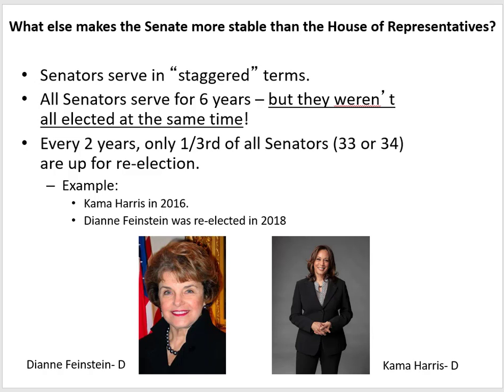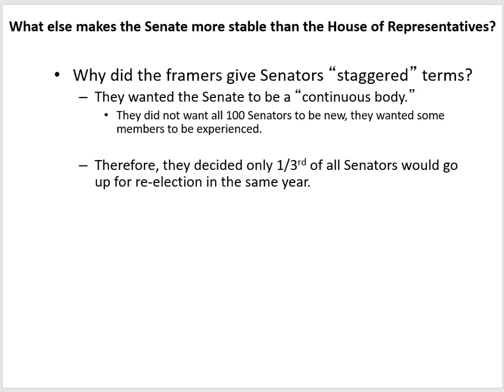Also, something to make note of is that previously, senators had been picked by the state legislature. That changed after 1912 with the 17th Amendment, and now senators are elected directly by the people. So there was a switch with an amendment to the Constitution. Why else did the framers give the senators staggered terms? They wanted the Senate to be a continuous body. You can imagine they didn't want 100 new senators fresh from the states, starting from scratch. They wanted the members to be more experienced and have more time working together.